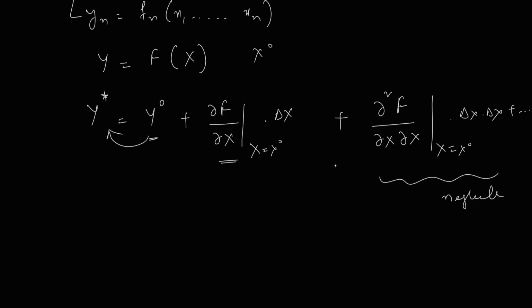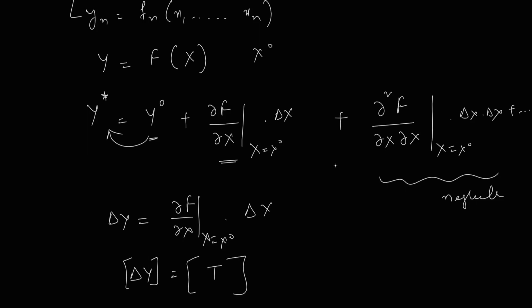I can bring this term over, so the initial value minus the final value is delta y, which equals dou f by dou x evaluated at x equals x naught multiplied by delta x, right? So it is simply in the form of delta y matrix equals the sensitivity matrix, that is the Jacobian matrix, multiplied by delta x, right?